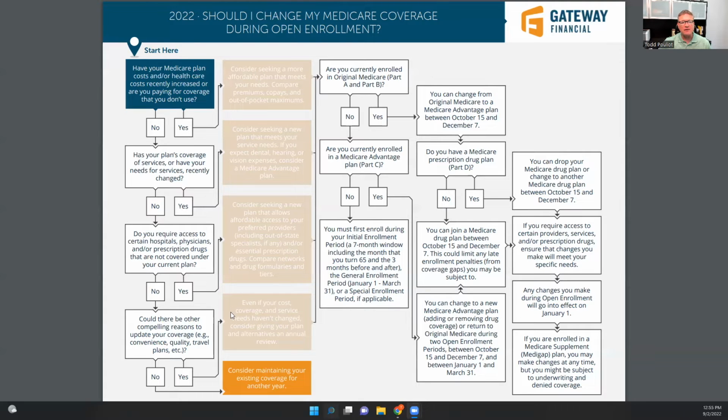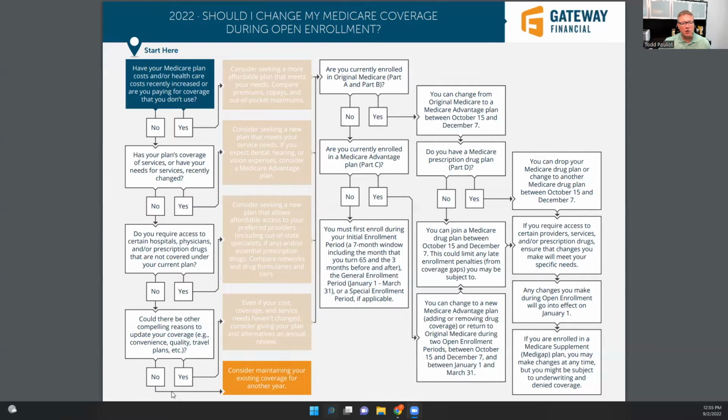Even if your costs, coverage, and service needs haven't changed, consider giving your plan an annual review. Always review your health insurance. My wife is very fortunate, more versed in healthcare than I am, so I have her review our family plan, and that's important for us and our family.